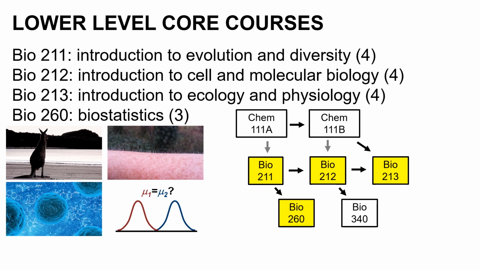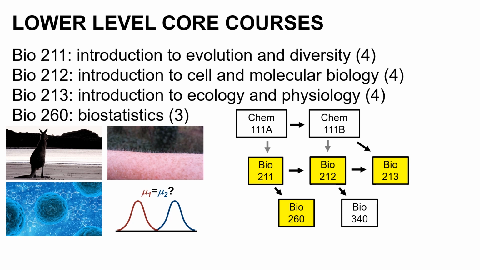The biology major includes four lower-level core courses. Biology 211 is an introduction to evolution and diversity. This course explores basic concepts of evolution, including simple population genetics, and gives a survey of the different groups of living things. Biology 212 is introduction to cellular and molecular biology. This course covers basic genetics, cellular anatomy, mitosis, meiosis, and the chemistry of living cells. Biology 213 is an introduction to ecology and physiology. Half of the semester is the fundamentals of ecology, and the other half is the fundamentals of physiology.